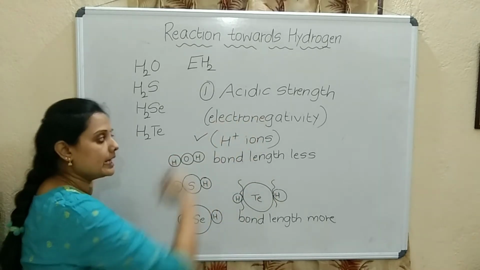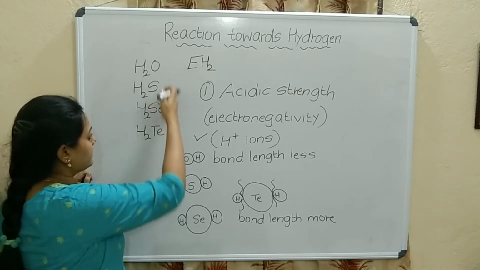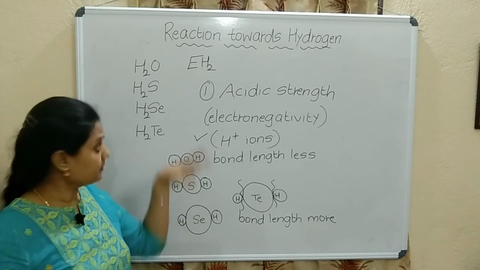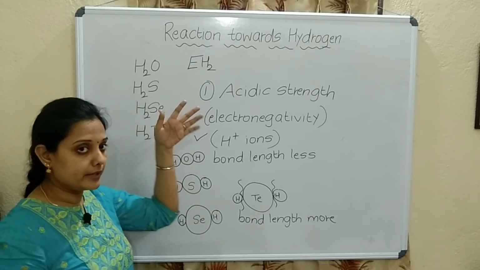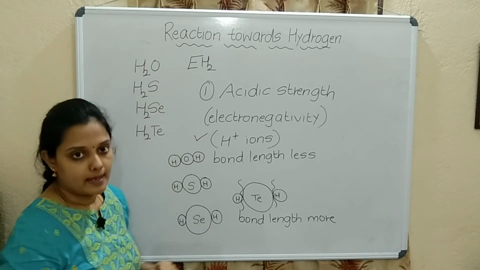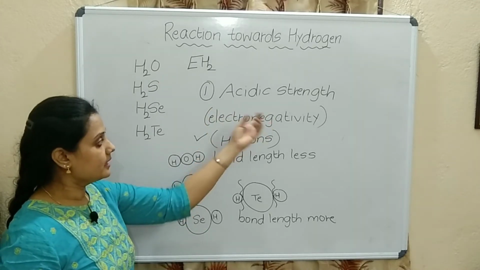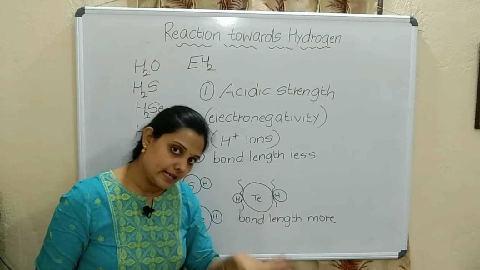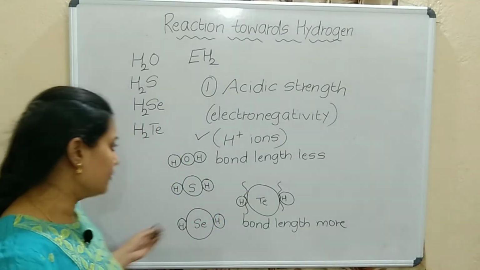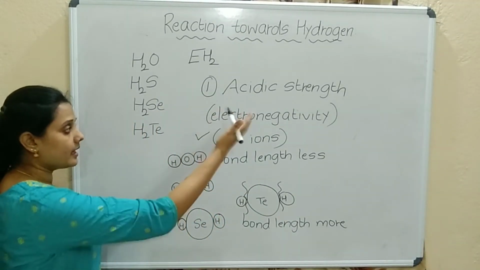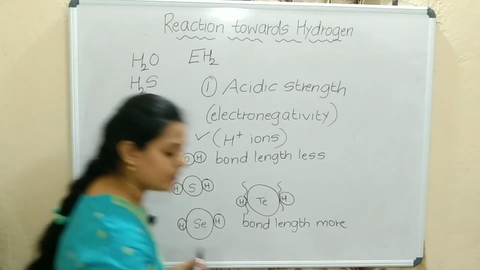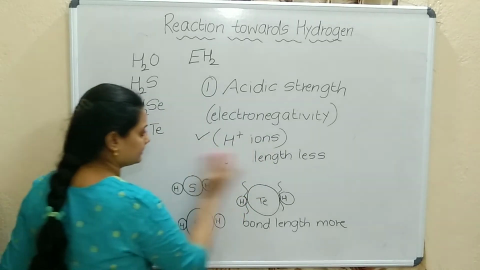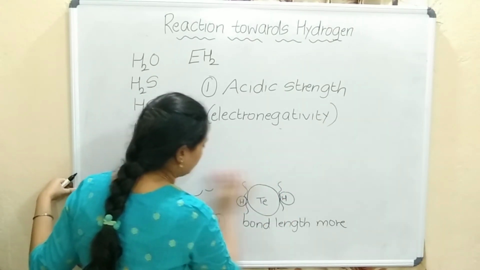Okay, let's check electronegativity also. From oxygen to tellurium, which is more electronegative? Oxygen is more electronegative. Down the group, electronegativity is also decreasing. We are talking about acidic strength. Let's check the order of the hydrides according to acidic strength. So H2Te will have more acidic strength. Correct. Let's check the order here.